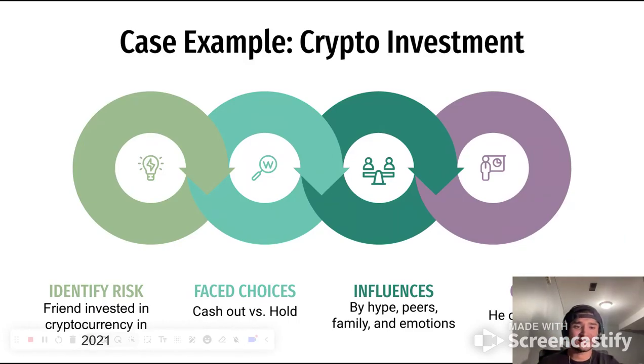So, for my case, I'll use a personal example of a friend of mine who invested in cryptocurrency around 2021. At the time, prices were very high and people were either warning about a bubble or predicting huge profits. He faced two choices: option A, to cash out with guaranteed profit right now, or option B, to hold the investment with the chance of much higher returns, but also risk losing a lot. He chose to hold on, influenced by emotions, social pressures, and some biases, which we'll talk about later.